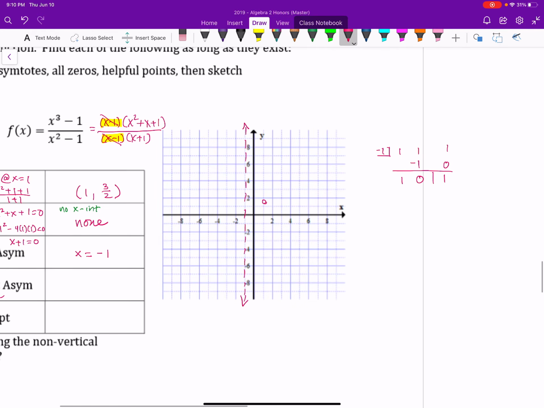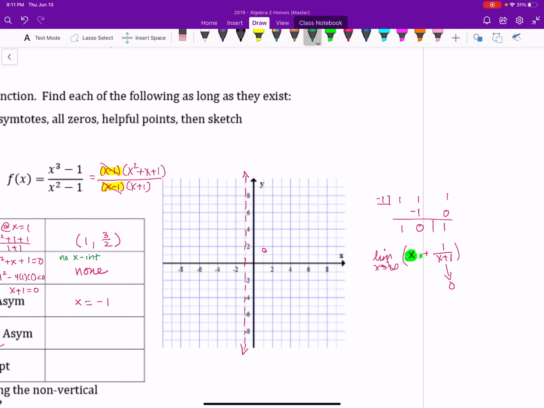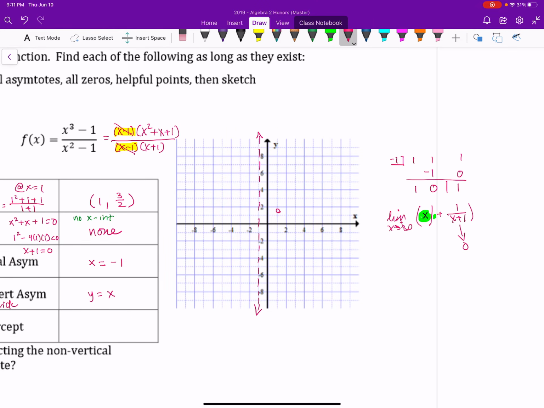So ultimately, I could rewrite this as x plus 1 over x plus 1. But we're taking the limit as x approaches positive and negative infinity, so it would do the same thing here. This will approach 0. So this will start behaving just like x. So remember, it's the quotient only. So I know that my asymptote is going to be y is equal to x. That is right here. That's what it's going to be. Y is equal to the quotient.